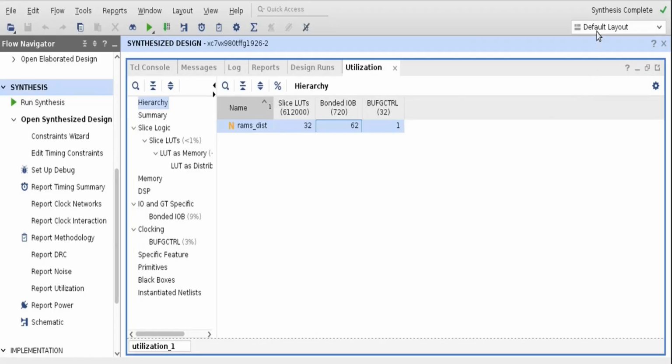Friends, just now Vivado has completed the synthesis and you are viewing the utilization report. RAM_dist is the module name. To implement this module, Vivado has consumed 32 LUTs out of 612,000 LUTs. It has also consumed 62 IOs and 1 BUFG for clock routing.